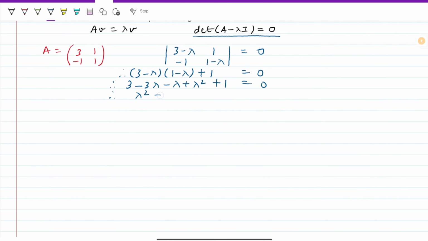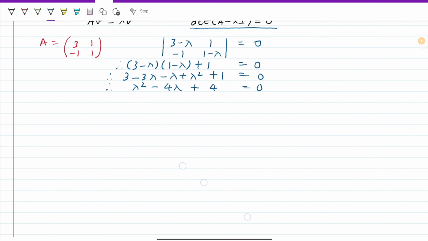Lambda square minus 4 lambda plus 4 is equal to 0. On the left we have lambda minus 2 whole square is equal to 0. And on solving this, we get the eigenvalues as 2 and 2. It can be seen that A has a repeated eigenvalue which is 2. Now let's find the eigenvectors.